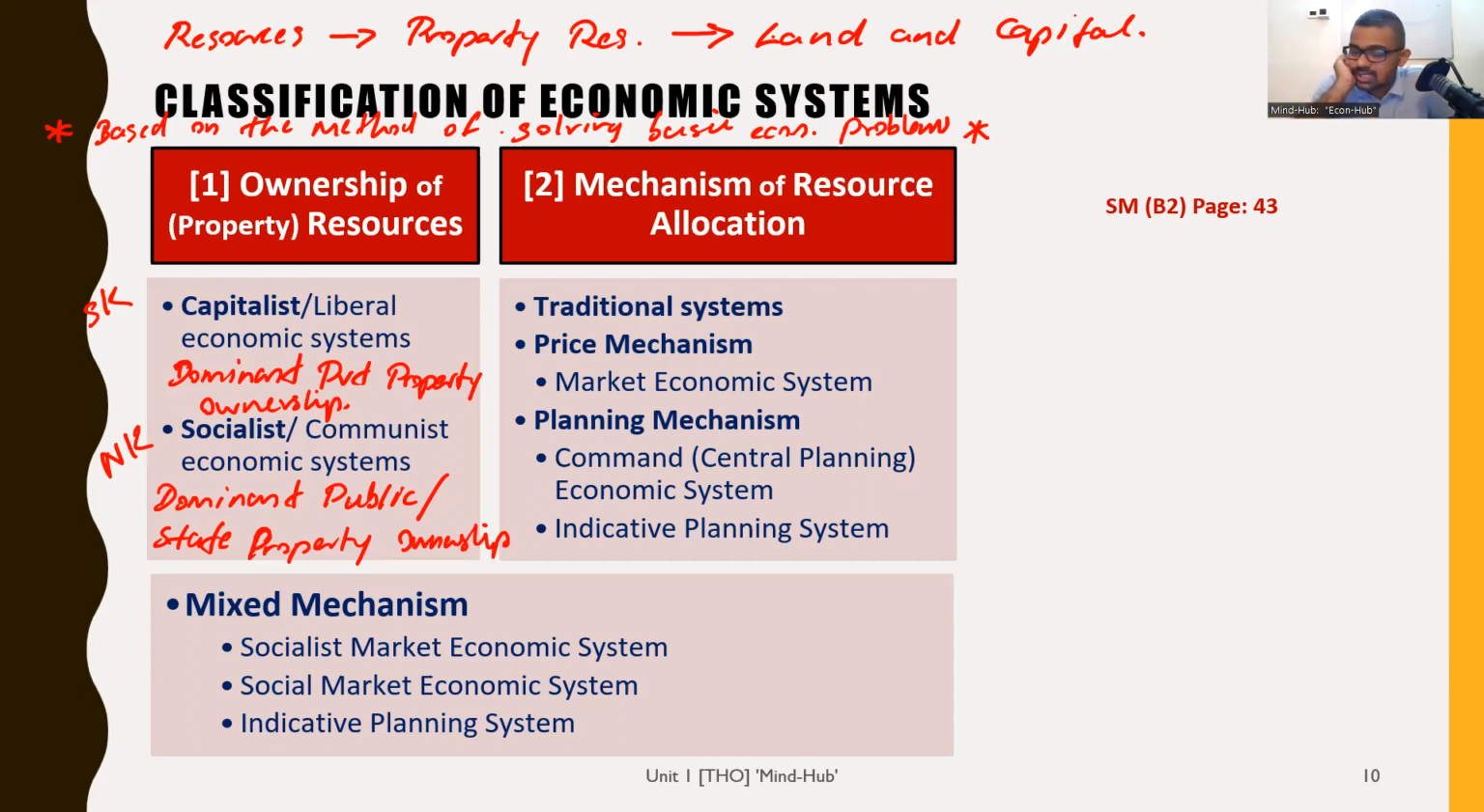Look at the mixed economic systems that we have here. Socialist market economic system, social market economic system, then indicative planning system, right? There is an argument that Sri Lanka is an indicative planning system, but indicative planning is mostly used by more capitalist-based countries. Now, look at Sri Lanka. What is the full name of Sri Lanka?